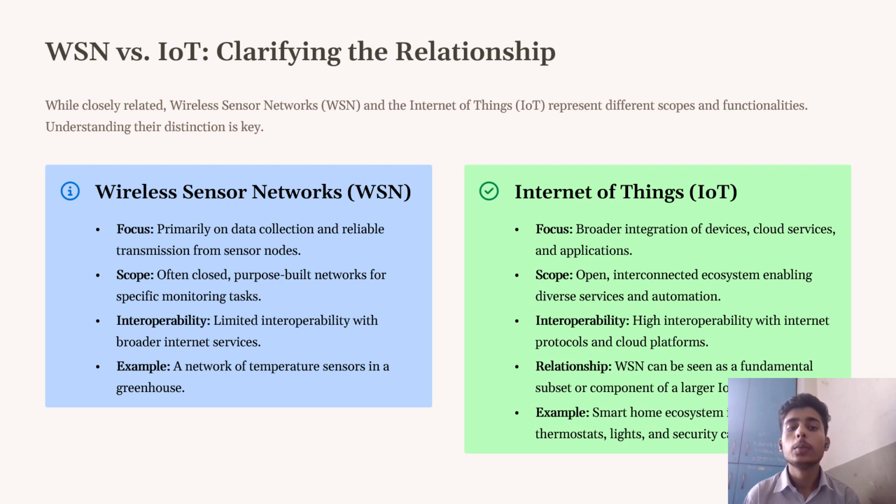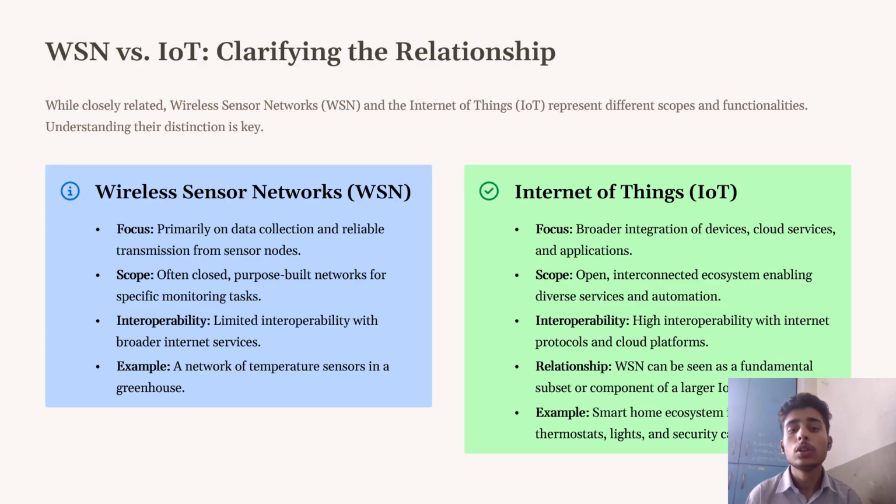Next point is WSN versus IoT. So although it seems that wireless sensor networks and IoT are doing the same things, there are still some differences between these two. We will see these differences next. So, the focus of wireless sensor networks is basically on collecting the data and reliable transmission of this data, whereas the focus of IoT is basically on integration of a broader category of devices, cloud services, and applications.